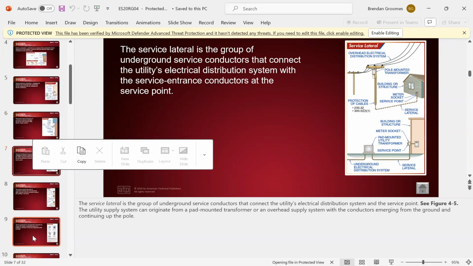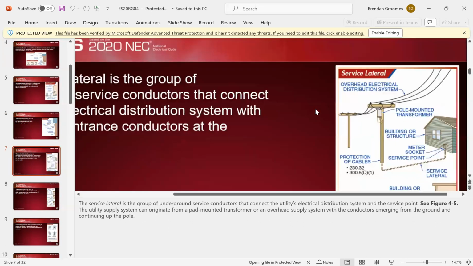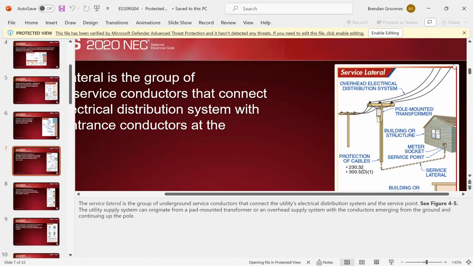So, to explain what services are, again, we'll talk about this in more detail, but we have our power company, and they are responsible for that overhead electrical distribution system. So this is a picture of one, where we have the poles and these overhead cables and lines. They're responsible for maintaining that system, right? When there's a power outage, you see them up that pole, which might be some of you one day.